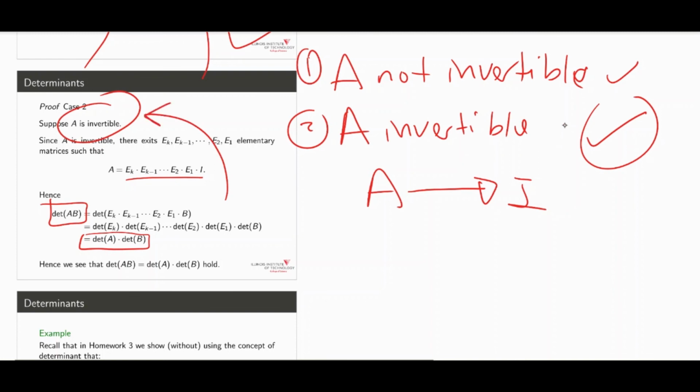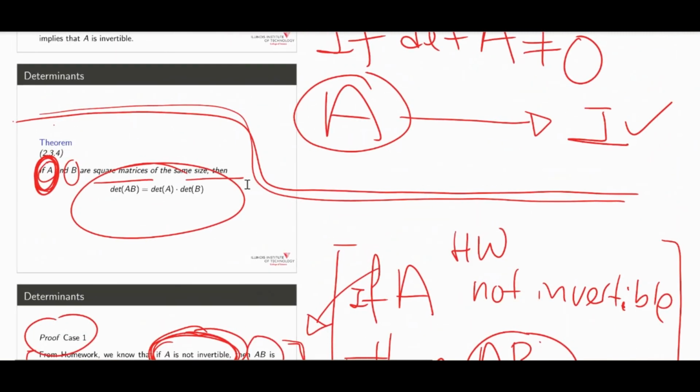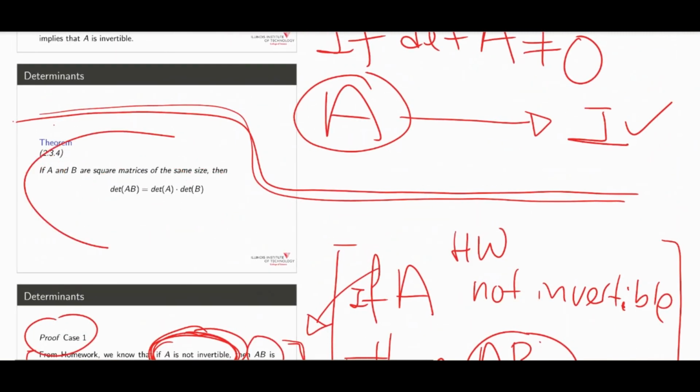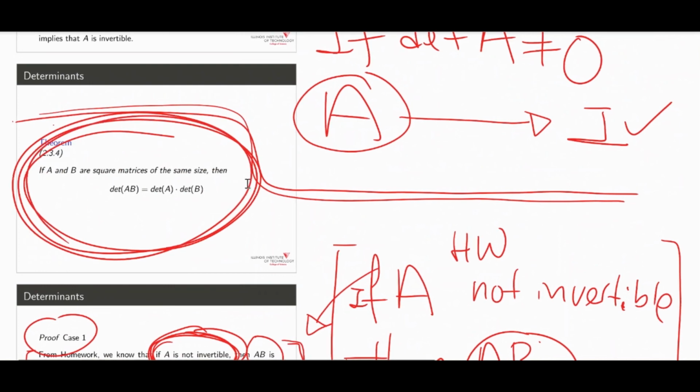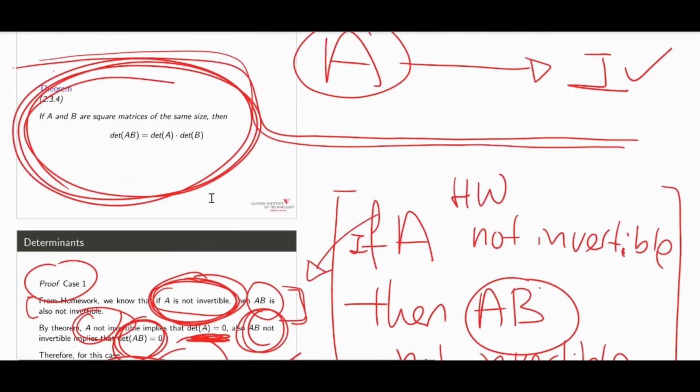So in both cases this is true. And we see that we do have this property for all square matrices A and B. The key is to first do it for the elementary matrices, and then we use that to show that this property does hold for all types of matrices. It doesn't really have to be elementary matrices.